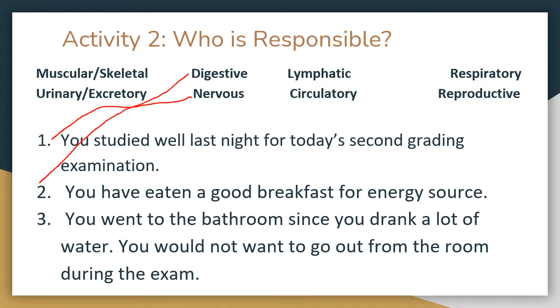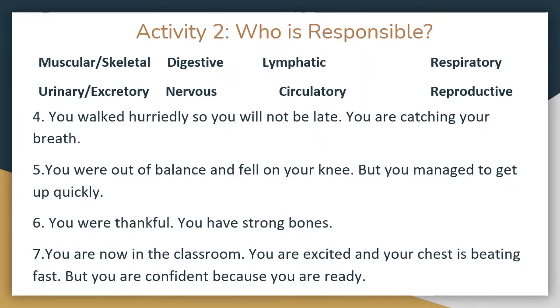So, you eat. That is under the digestive system. For number 3, you went to the bathroom since you drank a lot of water. You would not want to go out of the room during the exam. That is the urinary or excretory system. For number 4, you walk hurriedly so you will not be late. You're catching your breath.